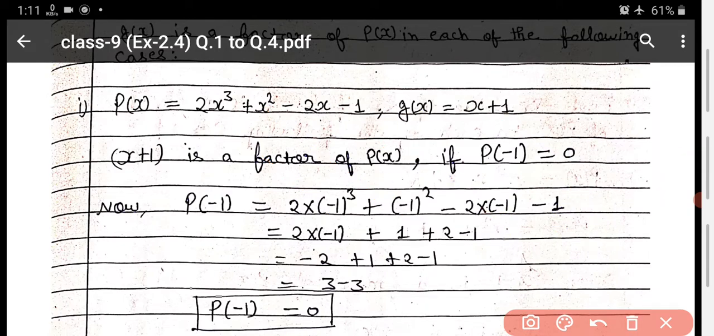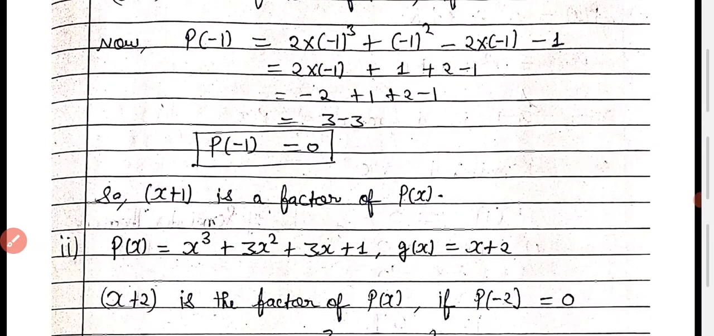Now just do the calculation. -1 to the power 3, that is negative because the power is odd, and for even it is positive. 2 into -1, it is minus minus, you get plus here, and -1 as it is. Now just solve. -2 plus 1 plus 2 minus 1. Now you have to add the plus terms: 2 plus 1, that is +3, and -2 minus 1, that is -3. Now when you solve, you get 0. So your remainder is 0. It means that x plus 1 is a factor of p(x).